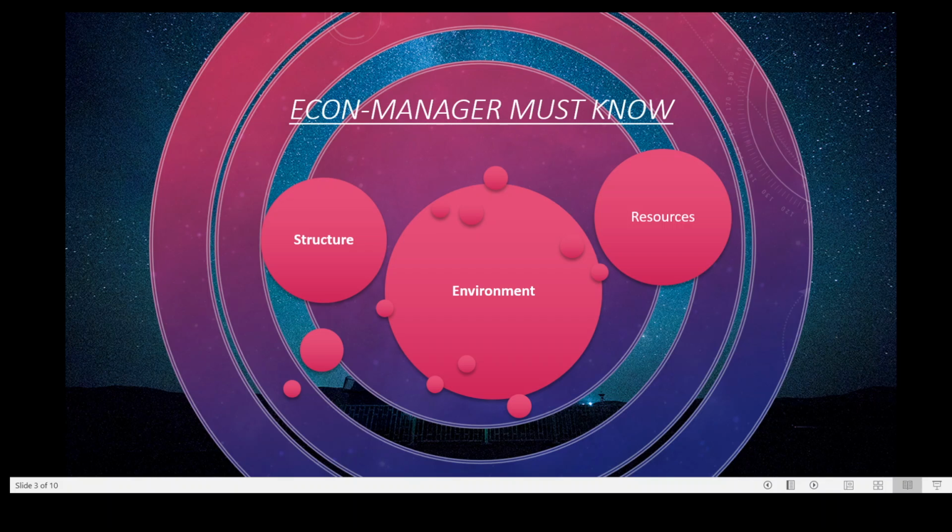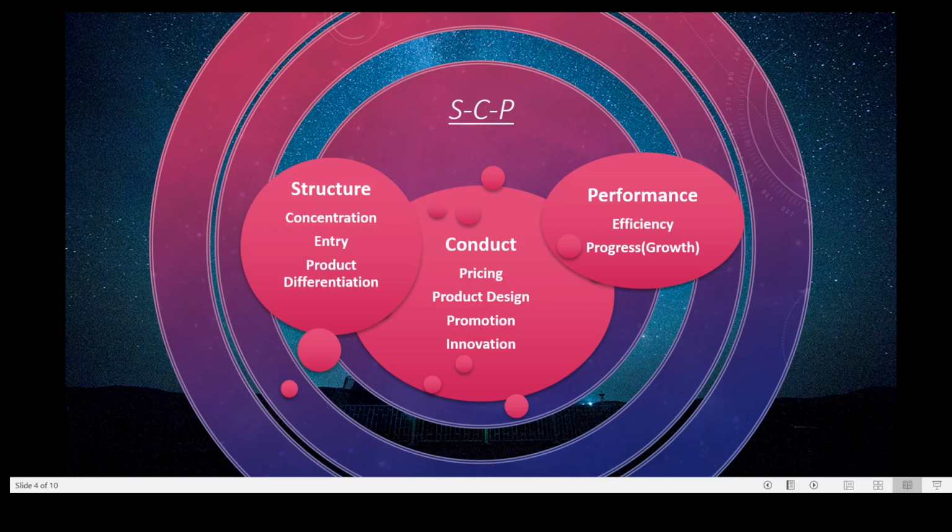To be efficient and effective, a manager must know the structure of the market he functions in, the environmental context, the macro environmental context, the industry environmental context in which he functions, and also the limits of the resources that he can command. So, in managerial economics, what helps is the industrial organization approach of structure, conduct, performance, the SCP industrial organization approach.